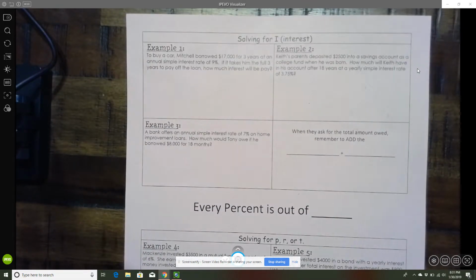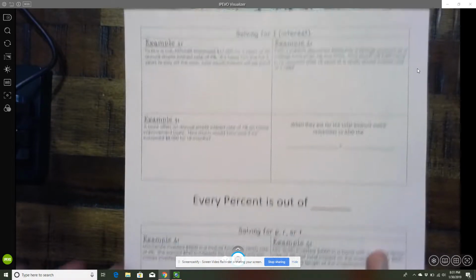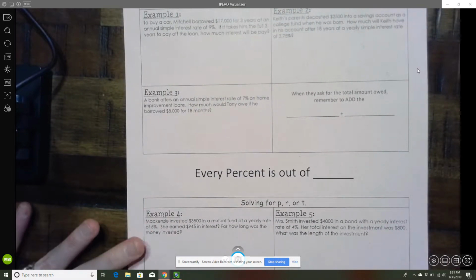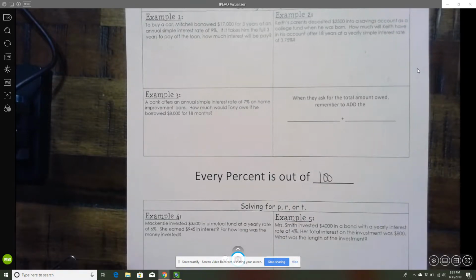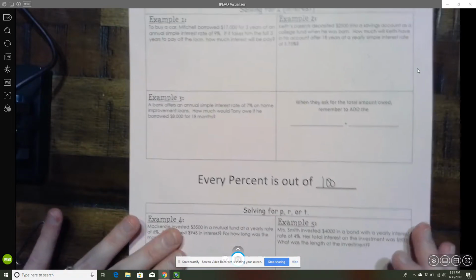All right, so for these, we're going to solve for I, interest. And so first, just right off the bat, every percent is out of 100. Whatever numbers as a percent, you can make it a fraction. You can put it over 100.